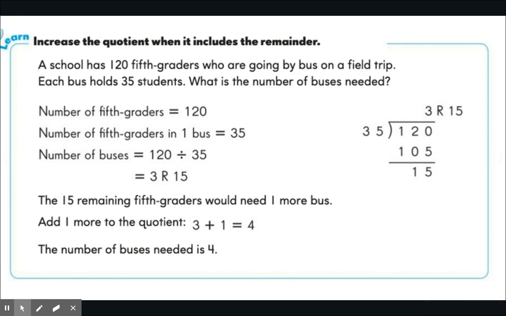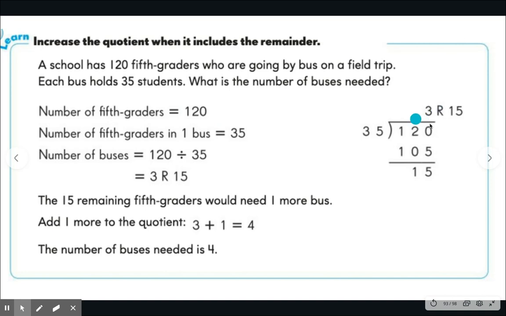Another thing that can happen with word problems is that you can increase the quotient when it includes a remainder, and I'll show you what this means. With this word problem, a school has 120 fifth graders who are going by bus on a field trip. If each bus holds 35 students, what's the number of buses needed? So the number of fifth graders is 120, and they can hold 35 kids per bus. So for the number of buses needed, you're going to take 120 and divide by 35. So here you go, 120 divided by 35.